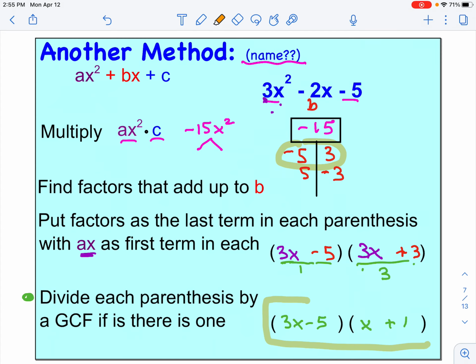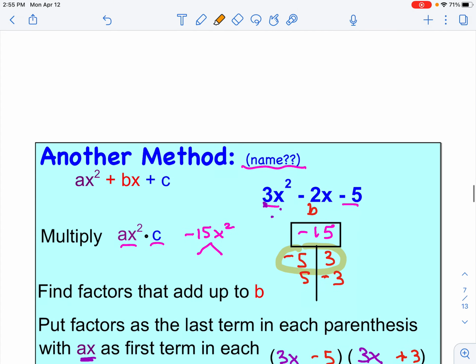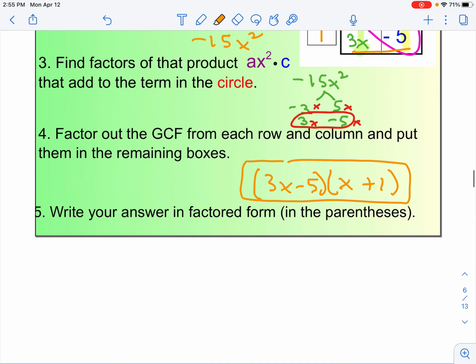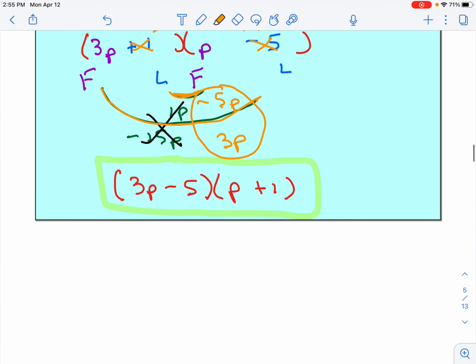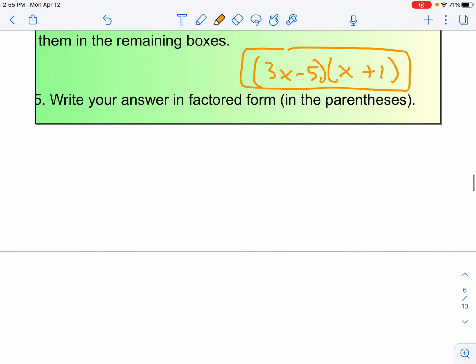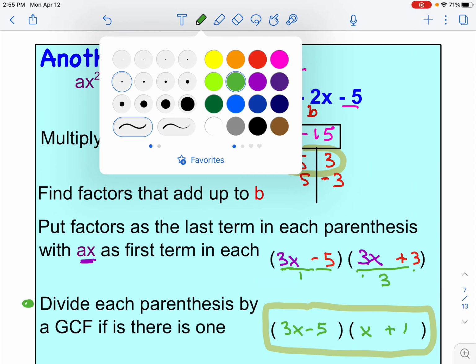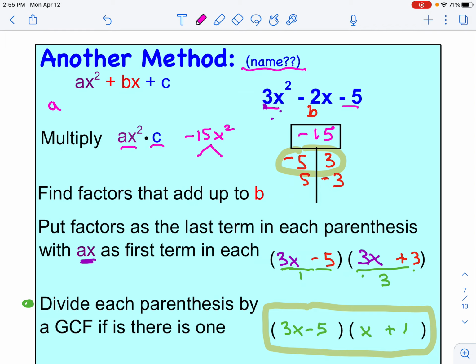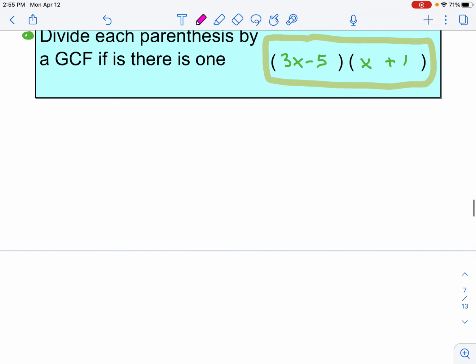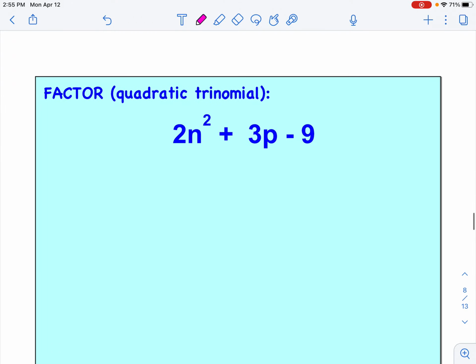And again, we are getting the same exact answer that we got doing it in the method in the box or doing it with guess and check. So 3 different methods, okay, to solving a quadratic trinomial where the a value is greater than 1. So this is when a is greater than 1. If it's equal to 1, just use multiply and add up.